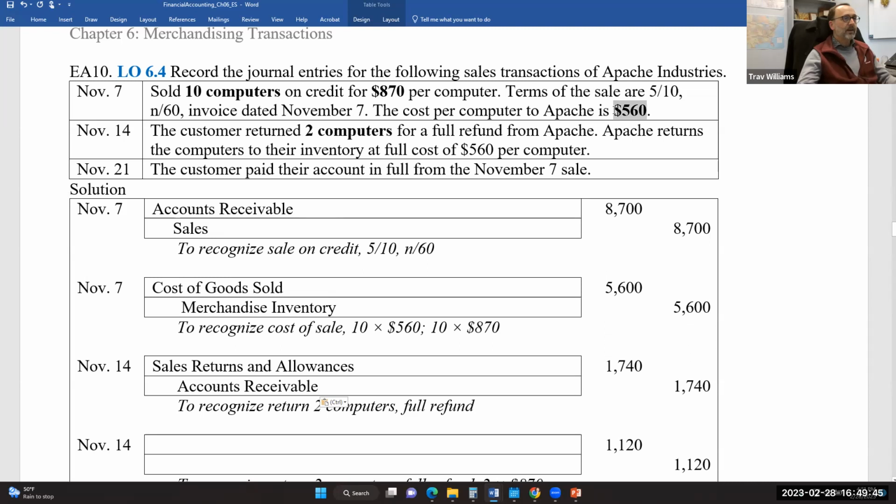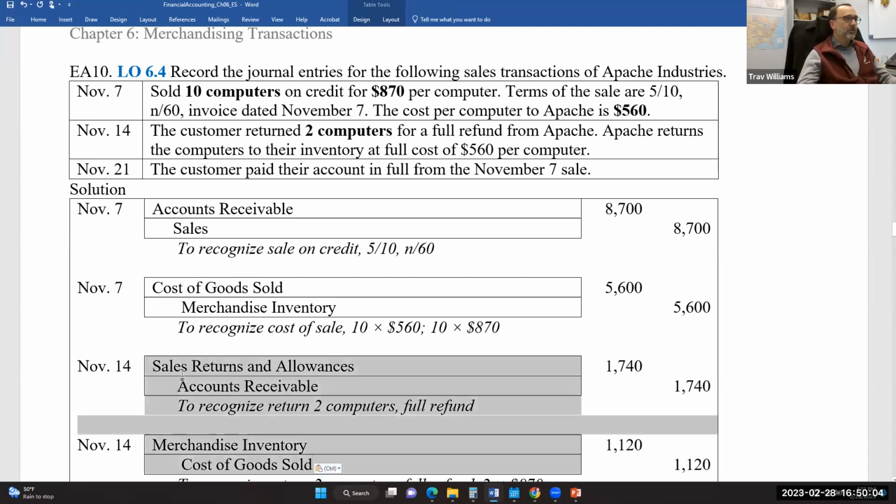Now the cost was $560 per computer times 2 computers. So that's $1,120. So that's how much merchandise inventory we got back and how much our costs went down. Okay. So again, the return is pretty much the opposite of the sale, except that the account called sales became sales, returns, and allowances.